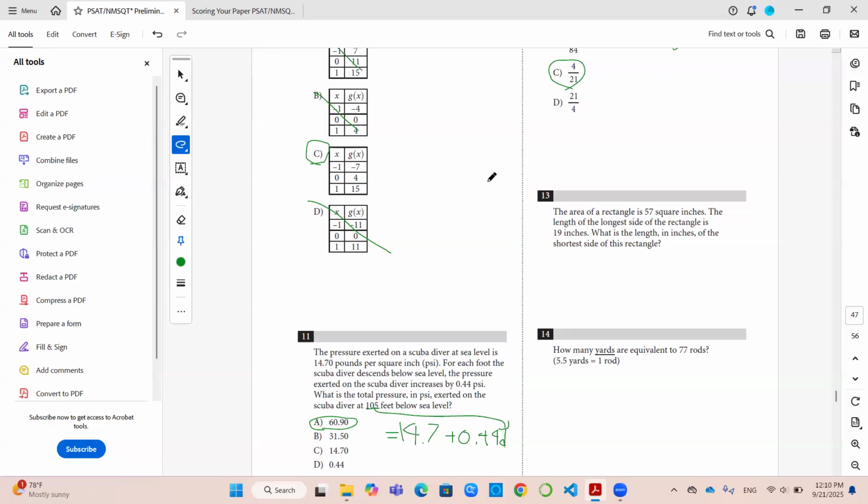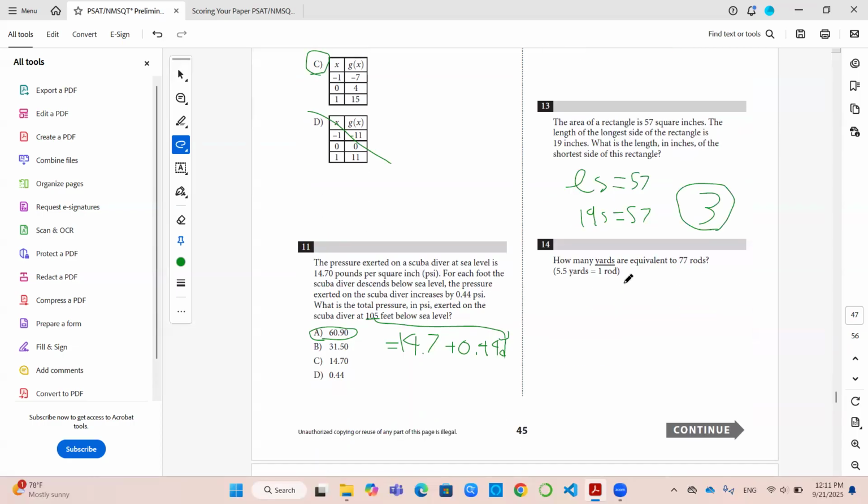The area of a rectangle is 57 square inches. The length of the longest side of the rectangle is 19 inches. What is the length in inches of the shortest side of this rectangle? So LS is equal to 57 because length times width is equal to the area of the rectangle. The longest side is 19 inches, and we want to see the shortest side. So 19S is 57. S is equal to 3.